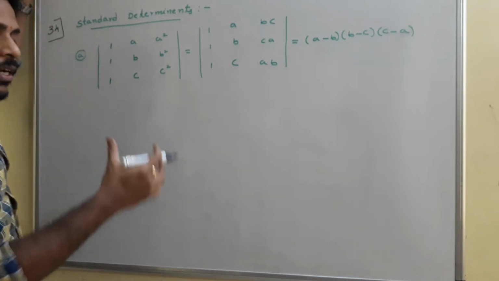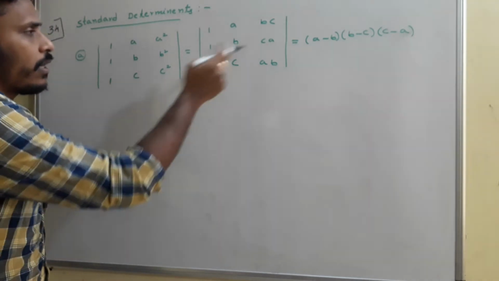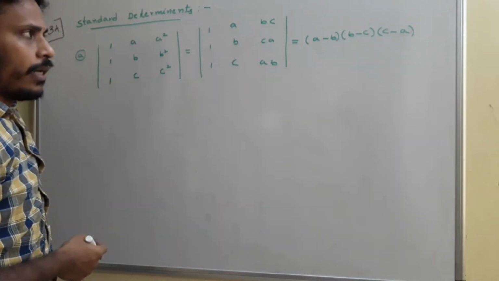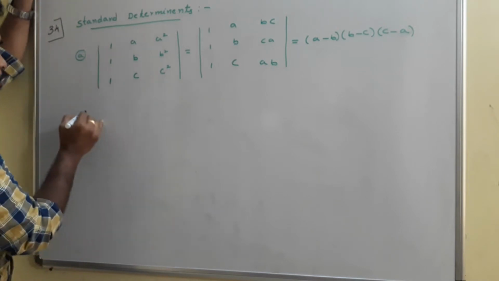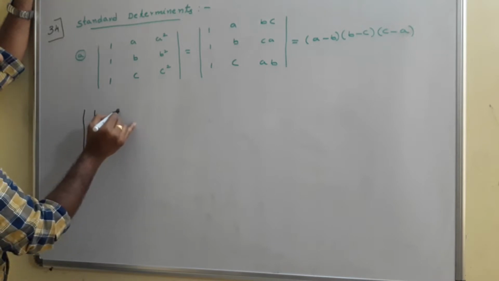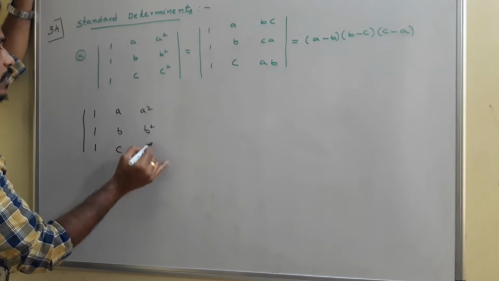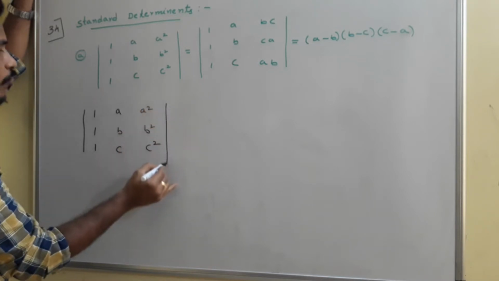Okay, we need to use certain row operations and column operations to find its determinant easily, like (a minus b) into (b minus c) into (c minus a). So our target is to find the determinant of 1 1 1, a b c, a square b square c square. See, there are many ways to find the determinant.